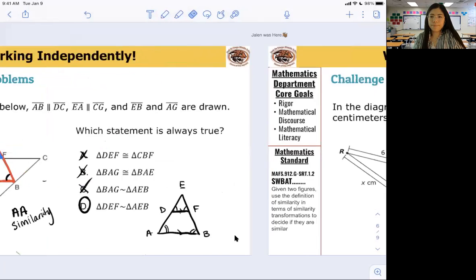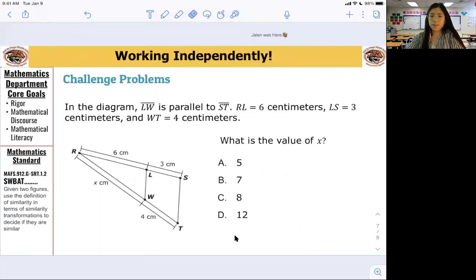Okay. Here's another math one. Go ahead and get it done on your own. Oh, let me stop sharing that. Okay. Go ahead.